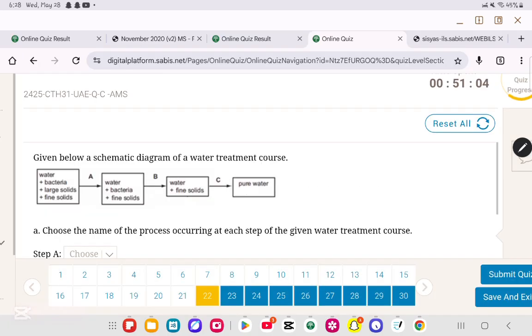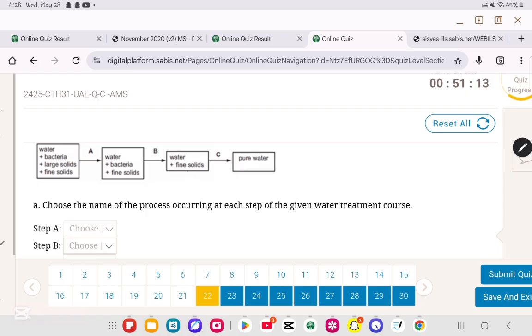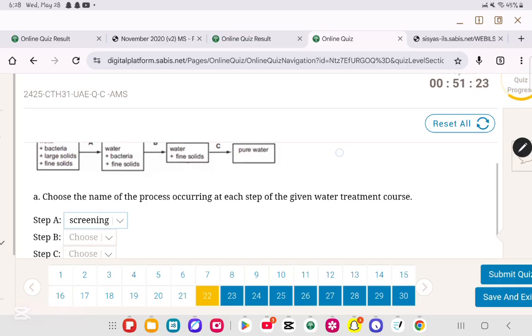We move on to question number 22. Choose the name of the process occurring at each step of the given water treatment course. So we have step A. Step A is known as screening, because you got rid of the large solids. When you get rid of the large solids, this is known as screening. Step B is known as sterilization. Why? Because you got rid of the bacteria. If you got rid of the bacteria, then it's sterilization.